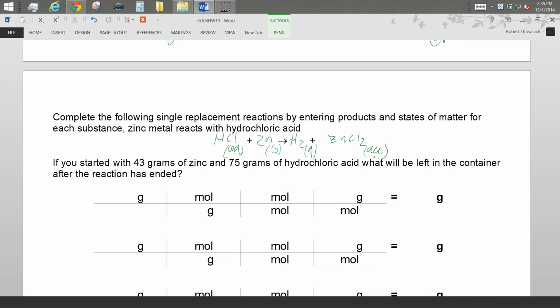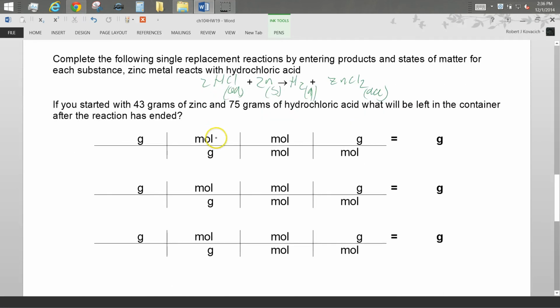So the zinc chloride is aqueous because the chlorides are aqueous in water, and we know water is present because the hydrochloric acid came aqueous, so I already had water there. And what do I need? A 2 in front of the hydrochloric acid? That's it? Okay, so we got a balance. So I got 43 grams of zinc and 75 grams of HCl. What's going to be in the container?